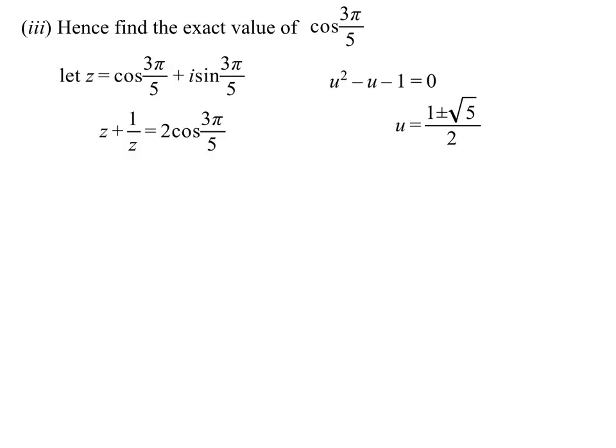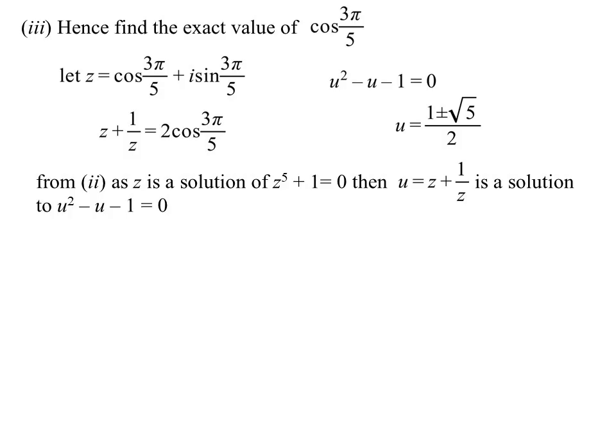Now, we also did something else. We had this equation, U squared minus U minus 1 is equal to 0, which I can find solutions of. It's 1 plus or minus root 5 on 2. But what we saw is this. Z, the Z I picked, is a solution to Z to the power of 5 plus 1 equals 0. I deliberately picked that. And if it is a solution, then Z plus 1 on Z is a solution to this quadratic. Therefore, 2 cos 3 pi on 5 must be one of these. It's either 1 plus root 5 on 2 or 1 minus root 5 on 2.